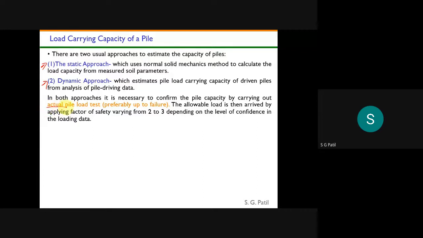Suppose you are constructing some building here and you have already installed some piles. In most general cases, you will not install a single pile; you will always install the piles in a group. Suppose we have one group here, another group here, and another group here. So what will happen? You have to choose certain piles randomly and apply the loads on these piles.